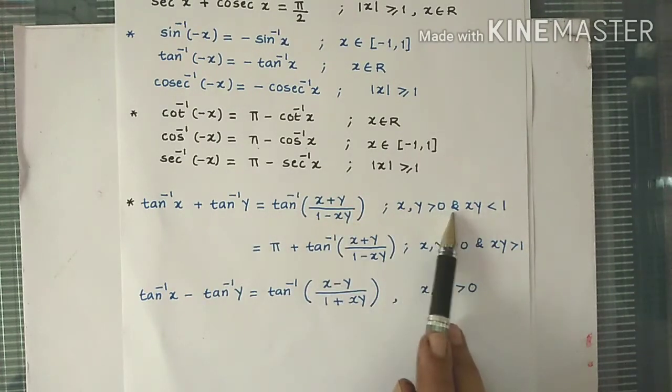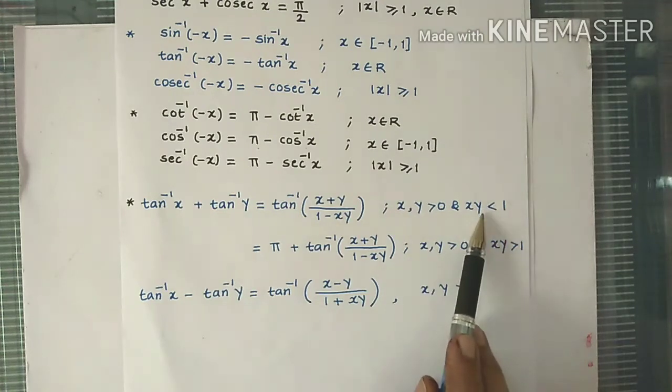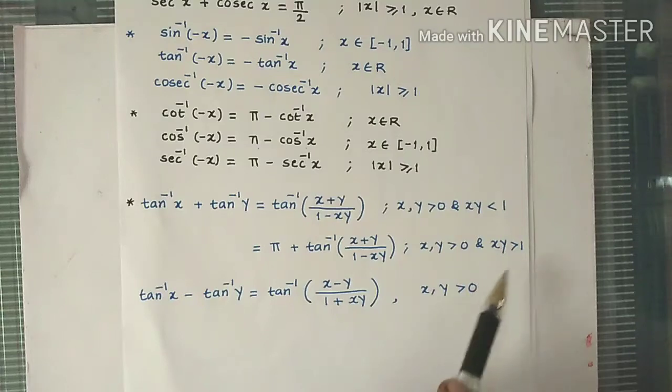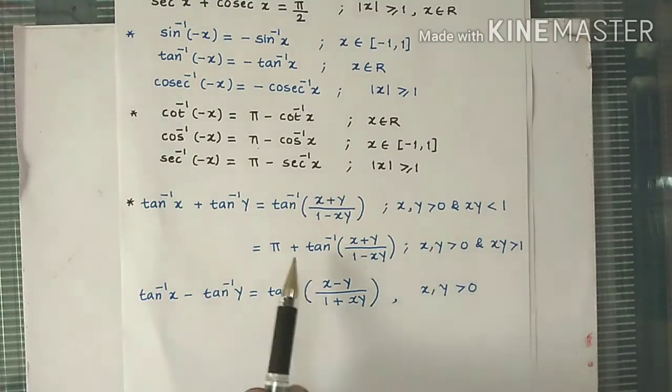Whenever x and y are greater than 0, but we have to check for xy. If xy is less than 1, then only we can use the property. And if xy is greater than 1, then we get this value. And what happens if xy equal to 1?